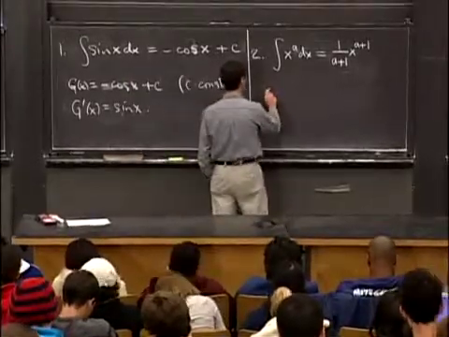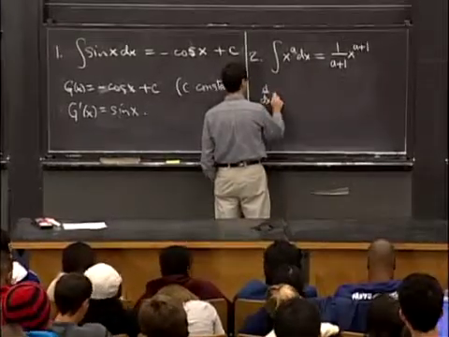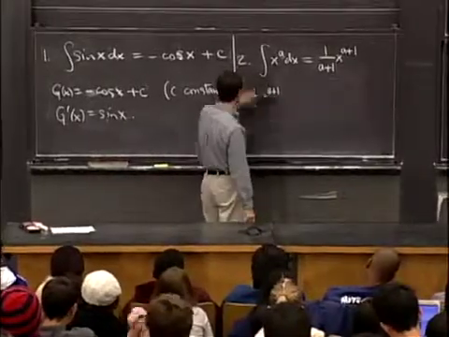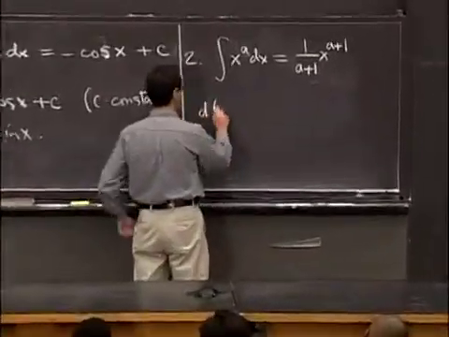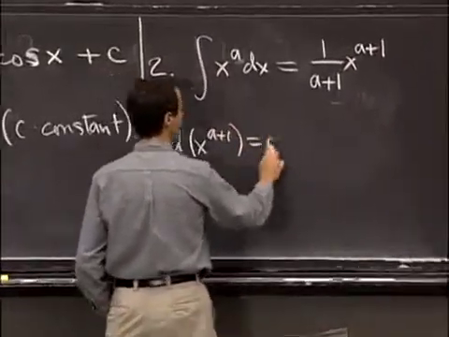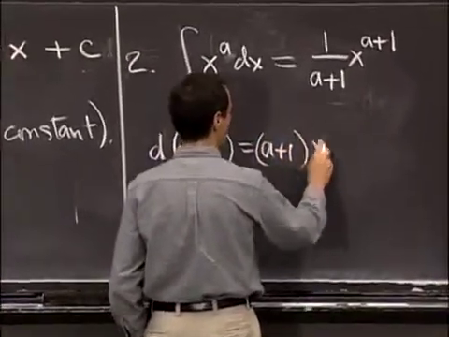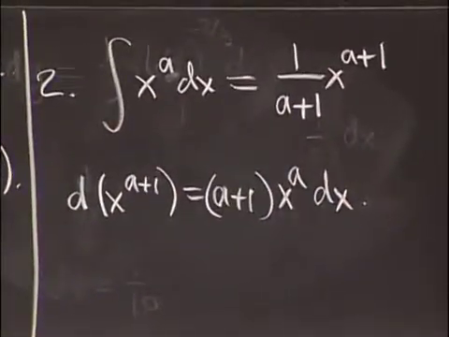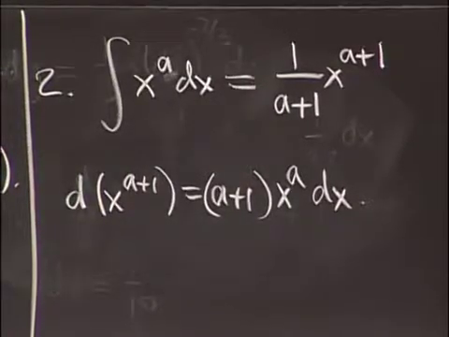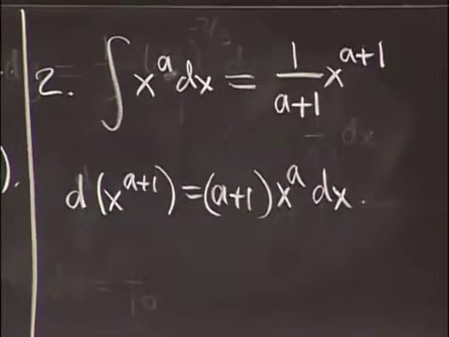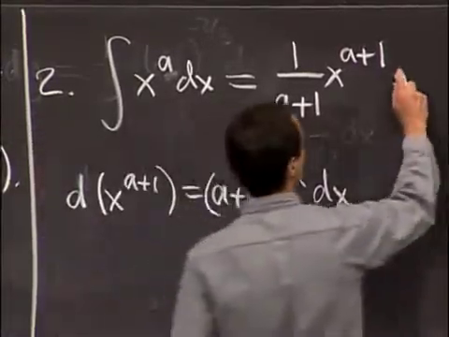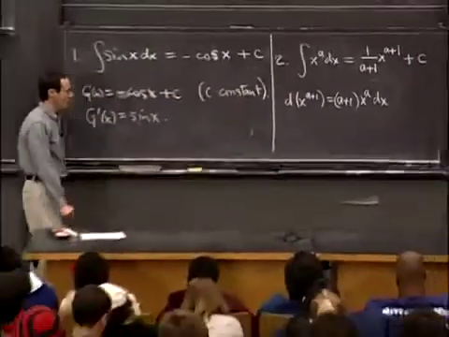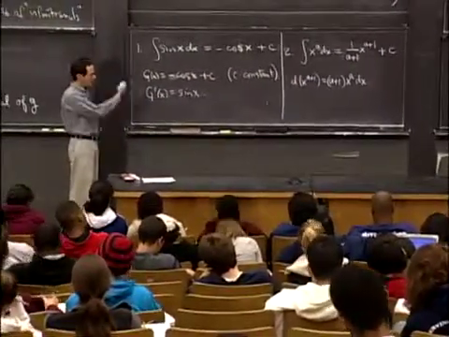So this just is the fact that d by dx of x to the a plus 1, or maybe I should even say it this way. Maybe I'll do it in differential notation. D of x to the a plus 1 is equal to a plus 1 x to the a dx. So if I divide that through by a plus 1, then I get the relation above. And because this is ambiguous up to a constant, it could be any additional constant added to that function.